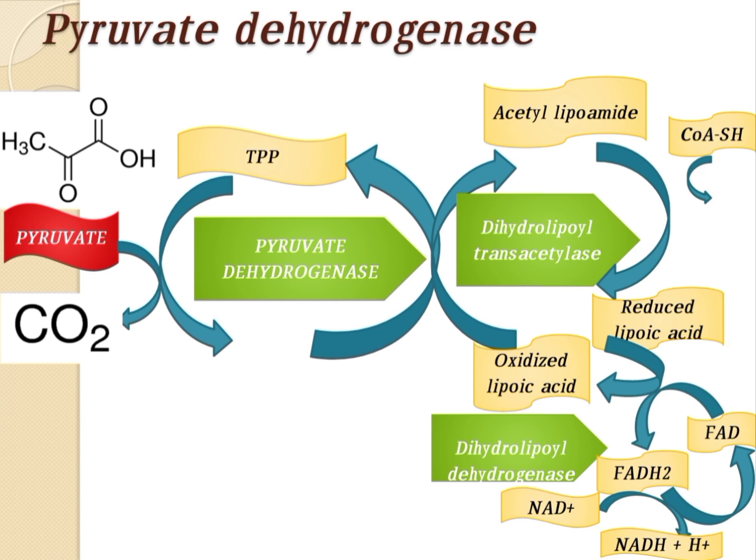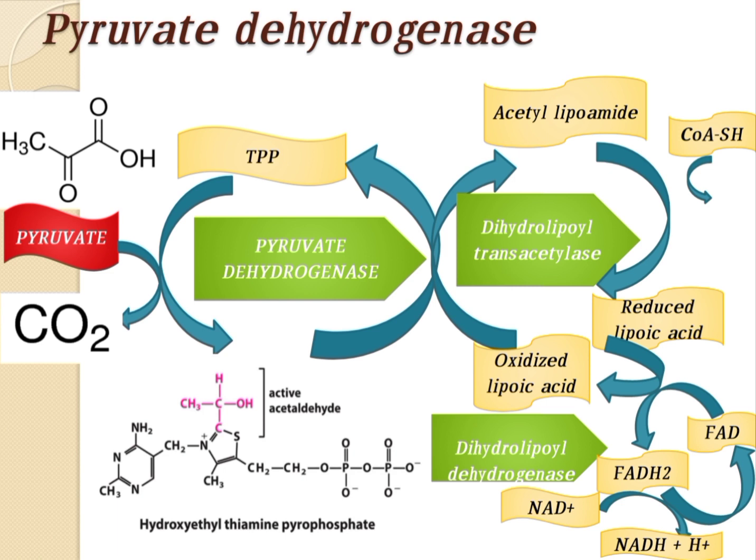Then there occurs decarboxylation, which is catalyzed by pyruvate dehydrogenase, as well as transfer of hydroxyethyl group to thiamine pyrophosphate, forming hydroxyethyl thiamine pyrophosphate. Now, this hydroxyethyl thiamine pyrophosphate transfers the acetyl group to oxidized lipoamide. This leads to formation of acetyl lipoamide while thiamine pyrophosphate is regenerated. This reaction occurs in the presence of dihydrolipoyl transacetylase.